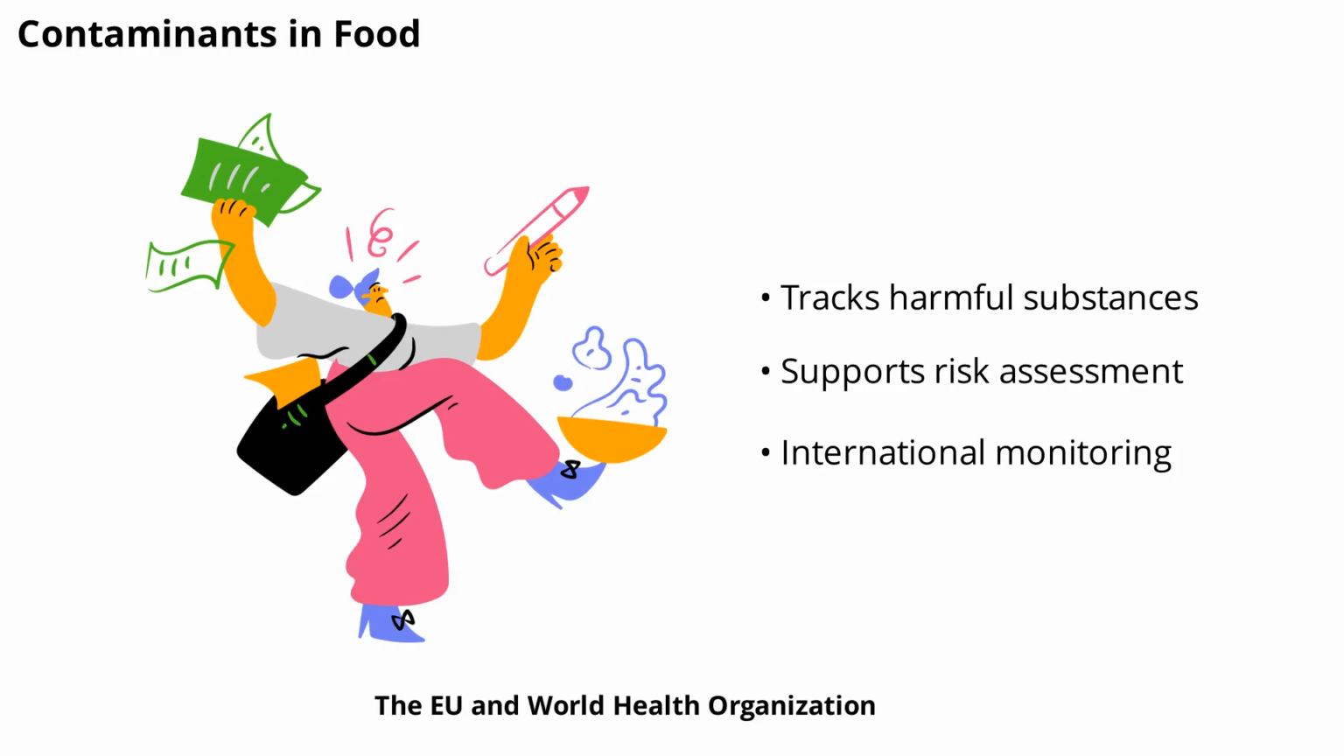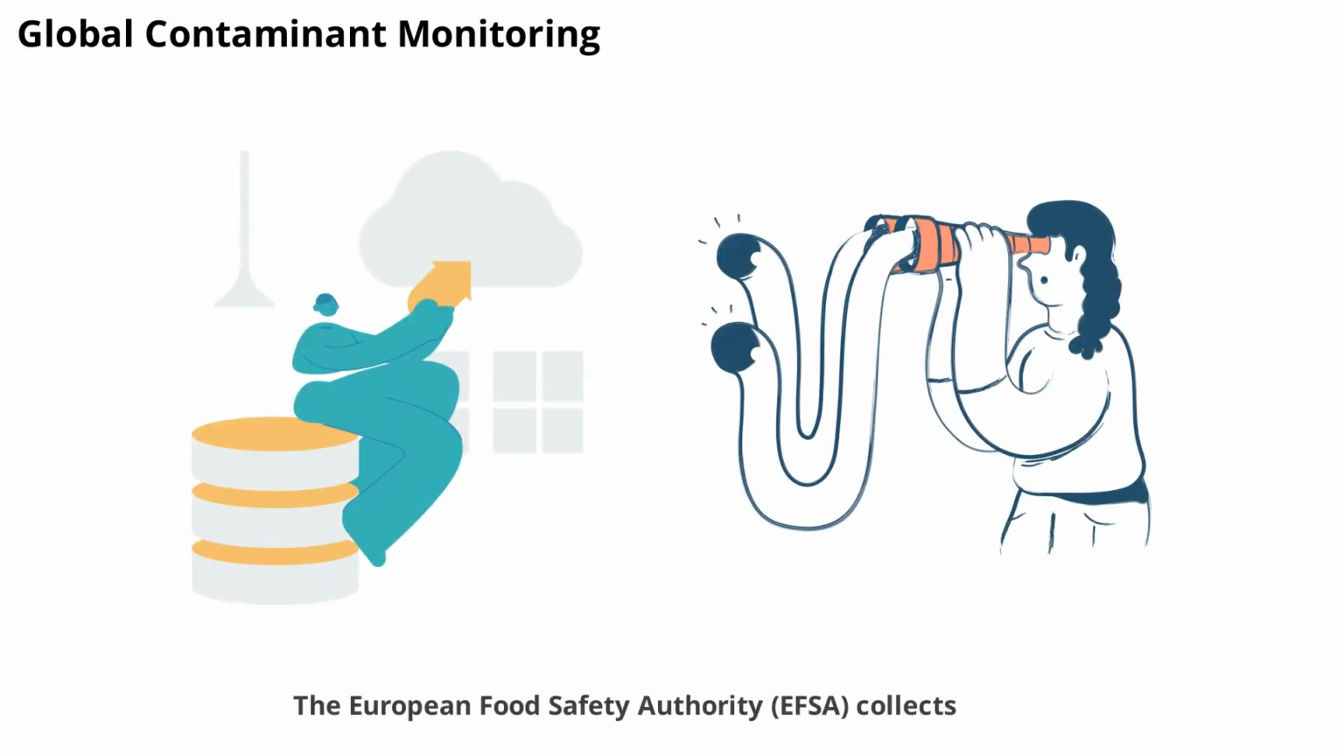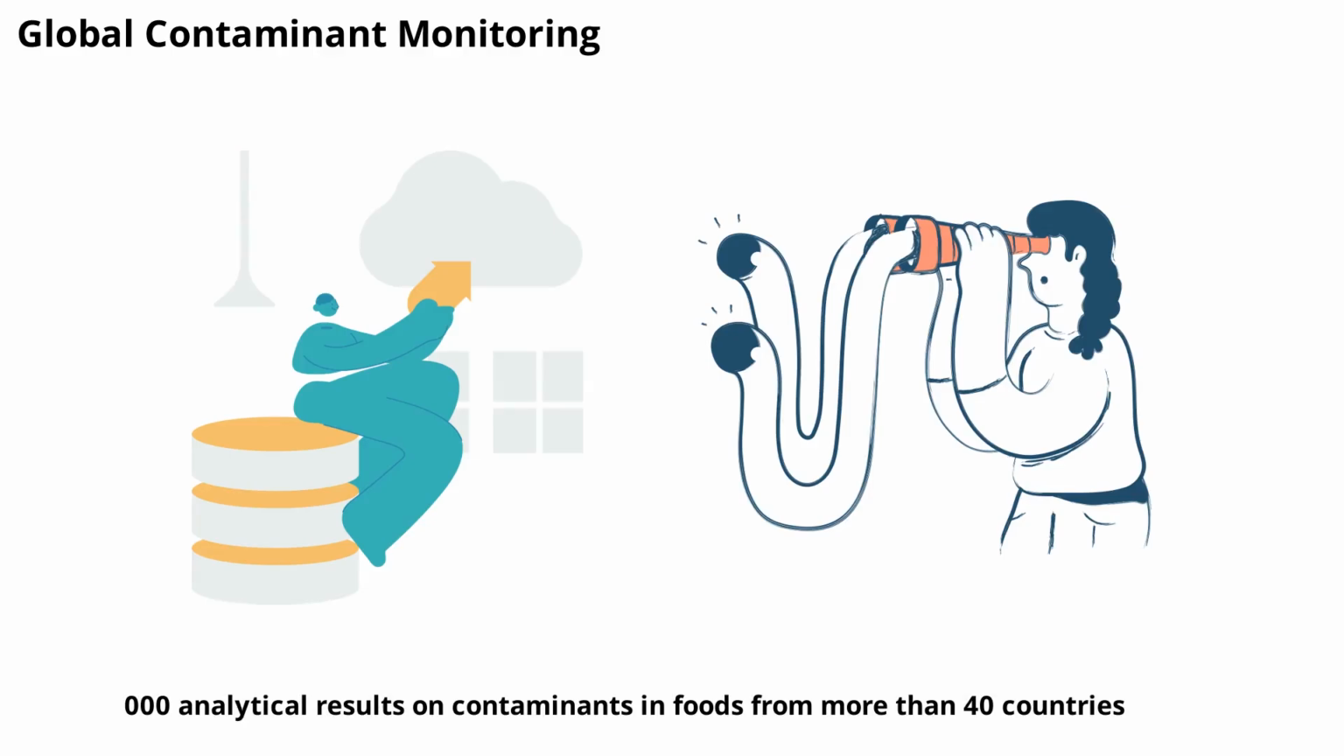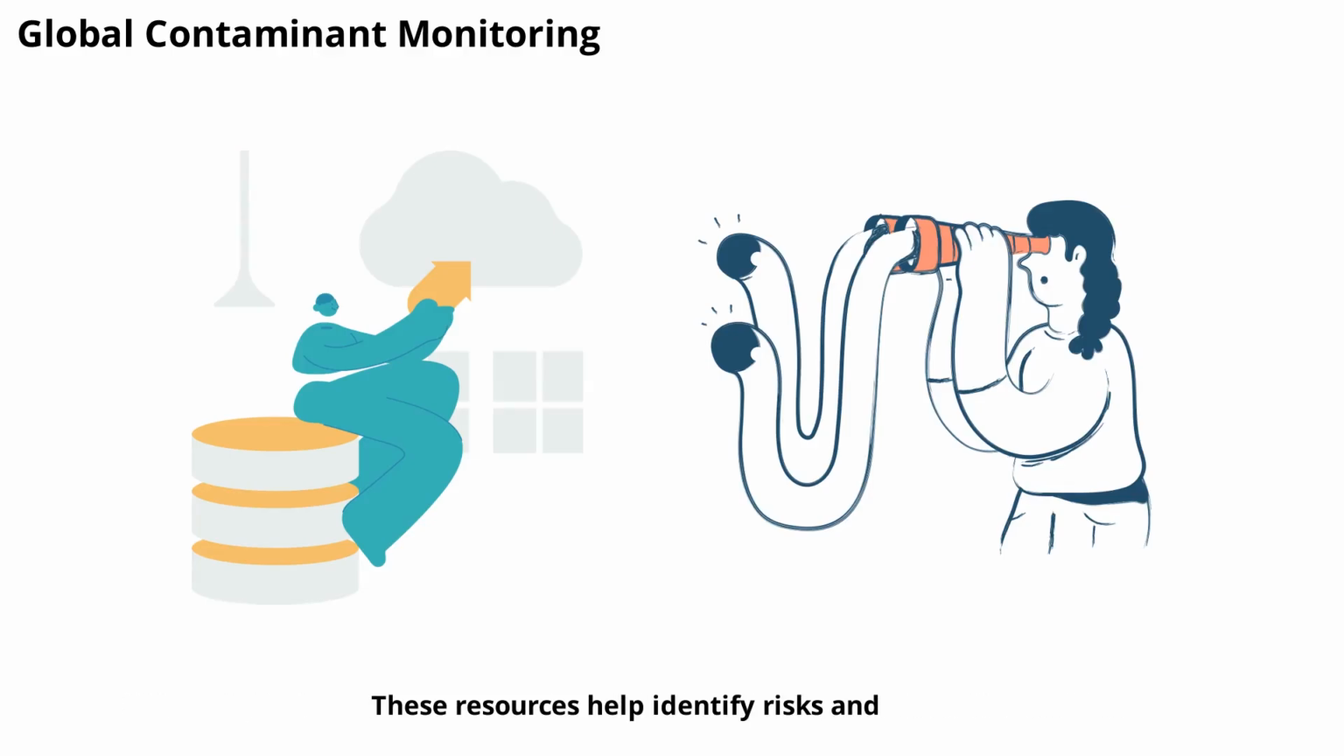The EU and World Health Organization maintain databases tracking contaminants in foods, supporting risk assessments and public health policies. European Food Safety Authority, EFSA, collects data on chemical contaminants from member states, using it for scientific opinions and public reports. The World Health Organization's GEMS Food Database contains over 400,000 analytical results on contaminants in foods from more than 40 countries. These resources help identify risks and inform policies to protect public health worldwide.